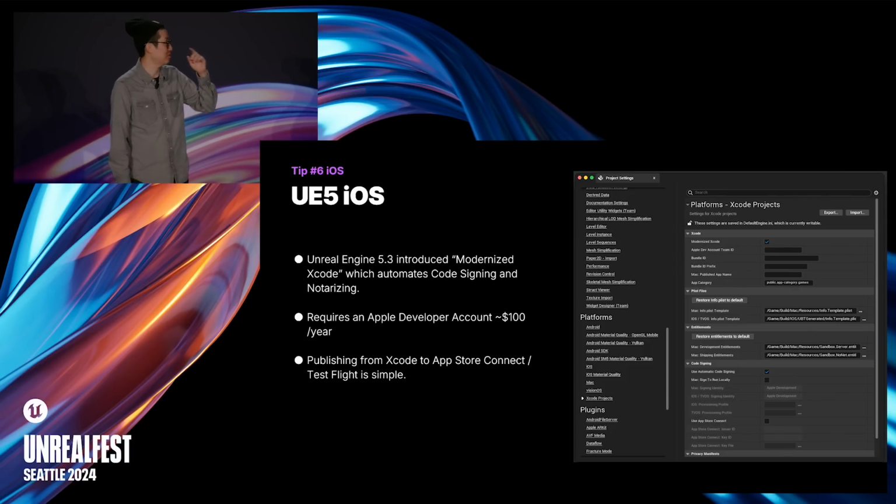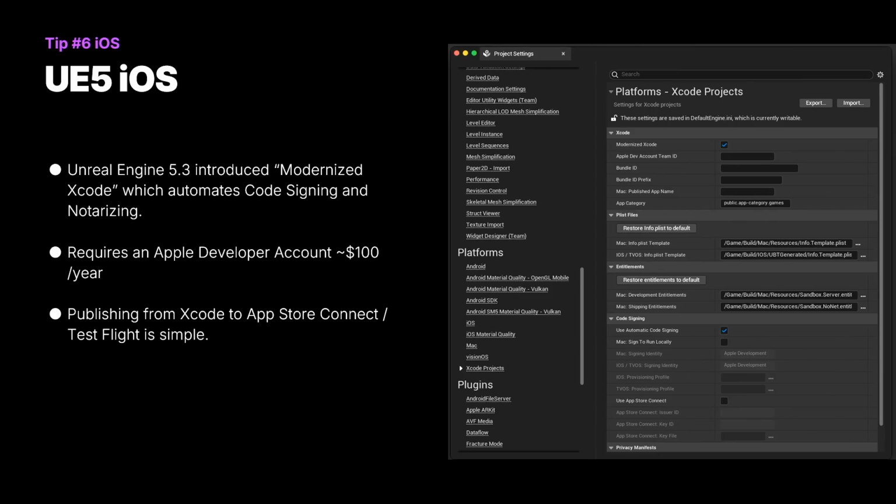For iOS, good news, 5.3 introduced the modernized Xcode workflow, code signing. Now I'm questioning if notarizing is actually automated. I think it's not. I'll have to look at that, but this is getting more streamlined. Yesterday they were talking about it. They're trying to do the packaging of the apps more the iOS way, the Apple way, the Xcode way. So it's getting easier and easier.